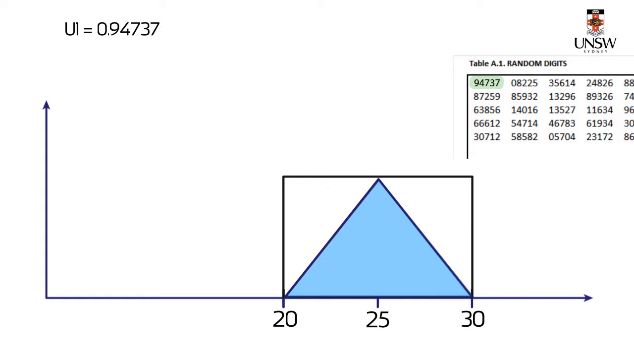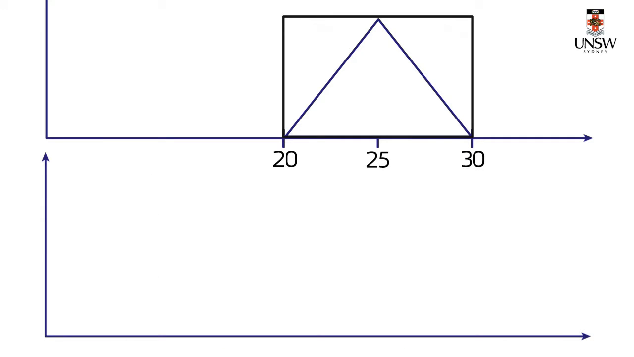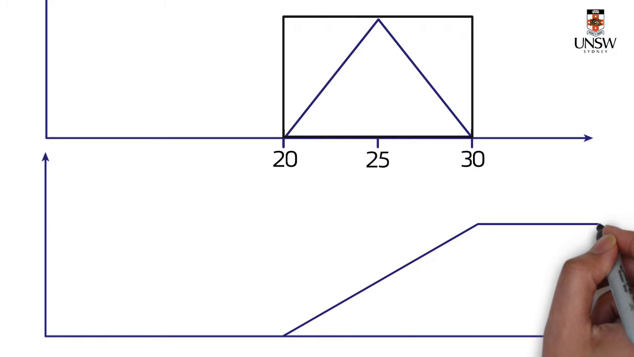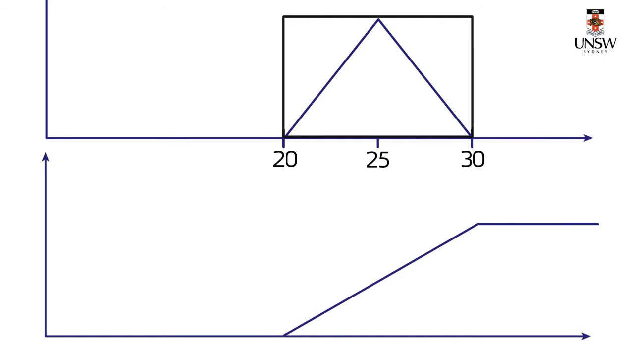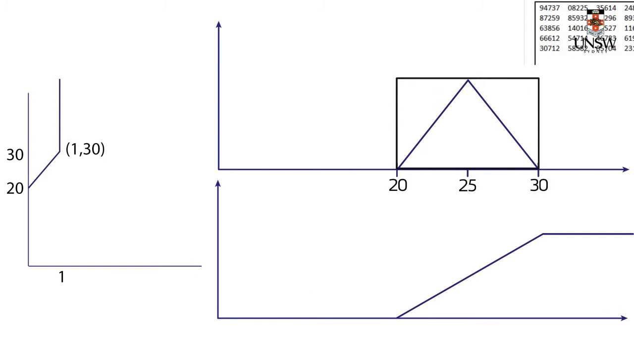So if this blue thing is my f of x, what is my capital F of x? My capital F of x looks like this. So what's the equation of this line? We need to work out the inverse of it, which actually looks like this. Now, what's the equation of this line? y equals mx plus b. The slope is equal to delta y divided by delta x. So my delta y is 10, my delta x is 1, giving a slope of 10. The y-intercept is 20. So y equals mx plus b gives y equals 10x plus 20.